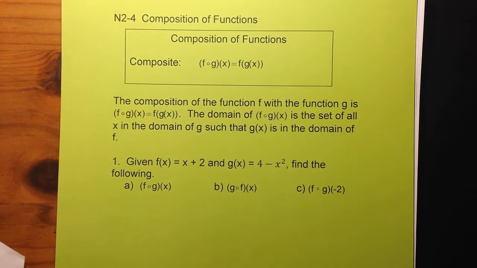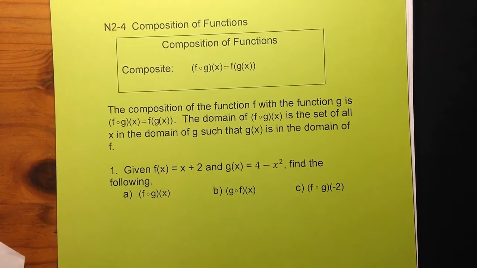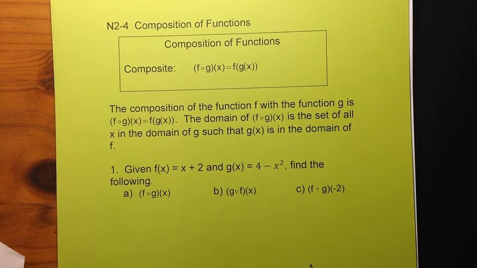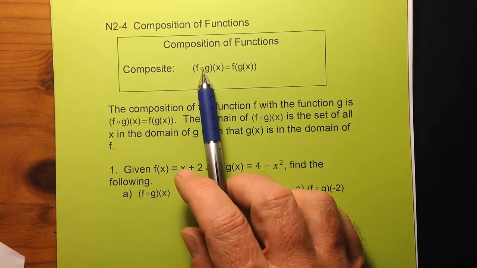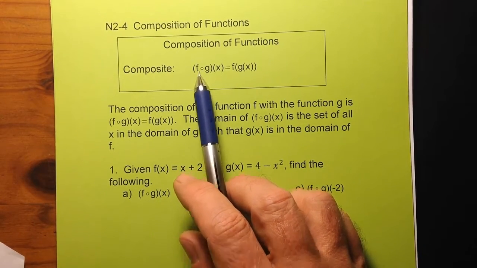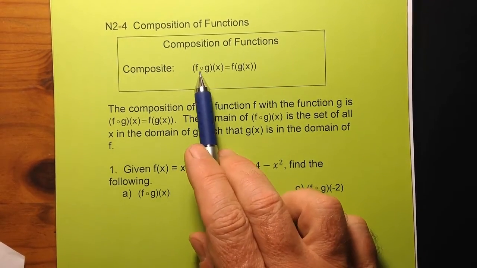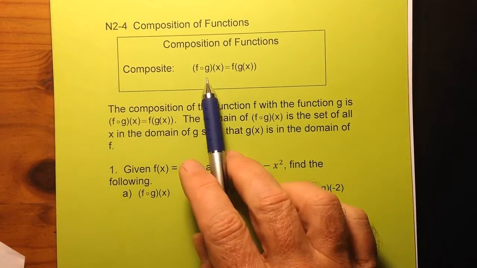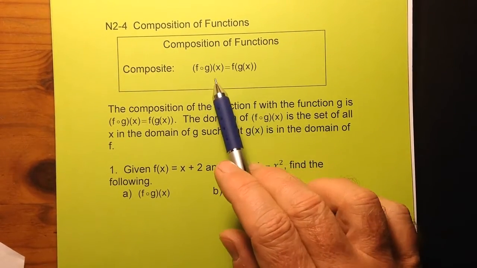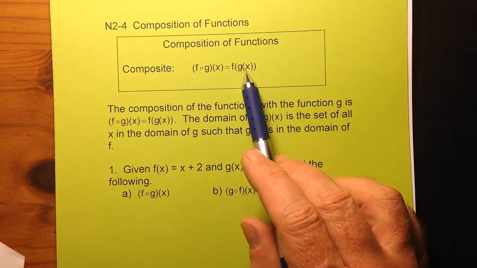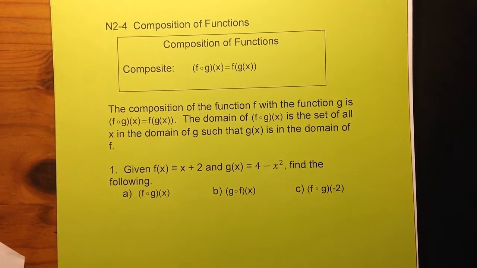All right. So this is lesson 4, which turns out is the last lesson of this unit. This is a really short unit after having a pretty long unit to start the year. Composition of functions is denoted by this little circle here. It's an open circle between the f and the g. And sometimes it's read f circle g of x is equal to f of g of x. We're going to take g of x and we're going to plug it into the x in the f function.